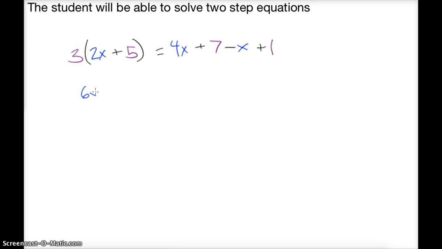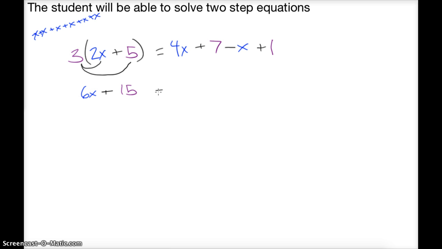So that's 6x, because that's basically like saying 2x, 2x's, x plus x, plus another 2x, plus another 2x. So that's 1, 2, 3, 4, 5, 6. That's how I got 6x. Okay, this is 3 times 2x, and then 3 times 5. I'm going to add that. 3 times 5 gives me 15. So 6x plus 15. That's what I've got for the left side.